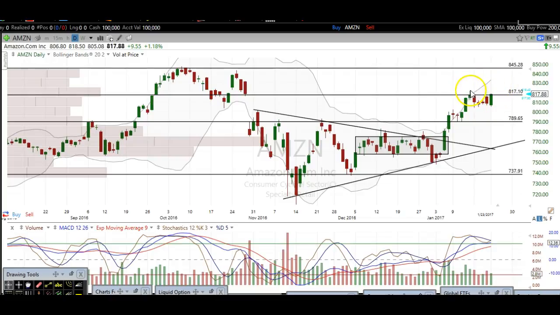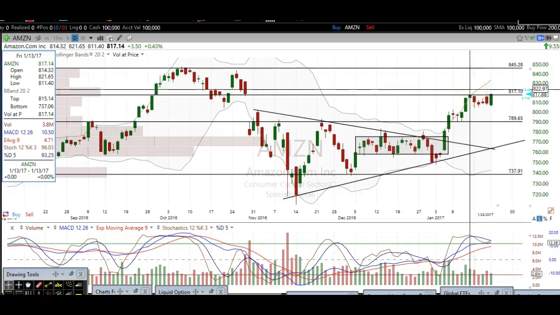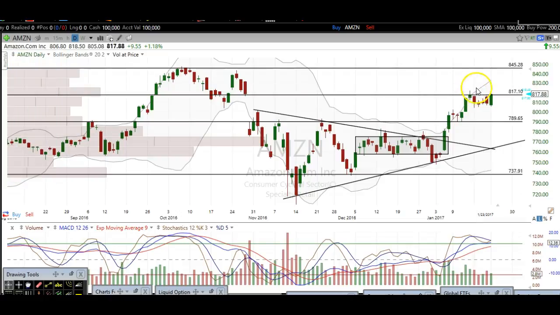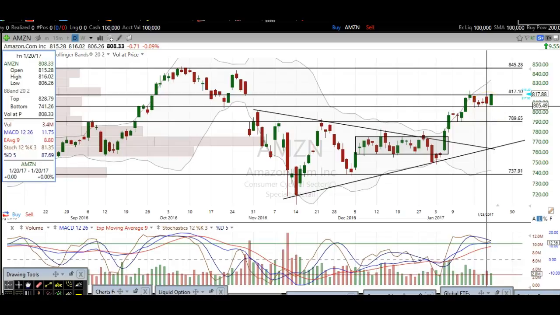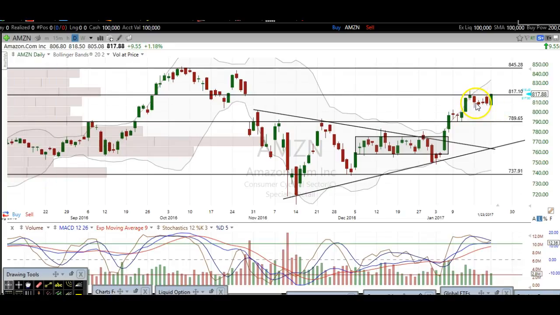If we break this high right here, that high was 821.65. If we break that high, we're going to head up to 845 up here. That's the next resistance. If we don't, we've still got support down here at about 805. You can see how many times we've gotten a bounce off of it these last few days.